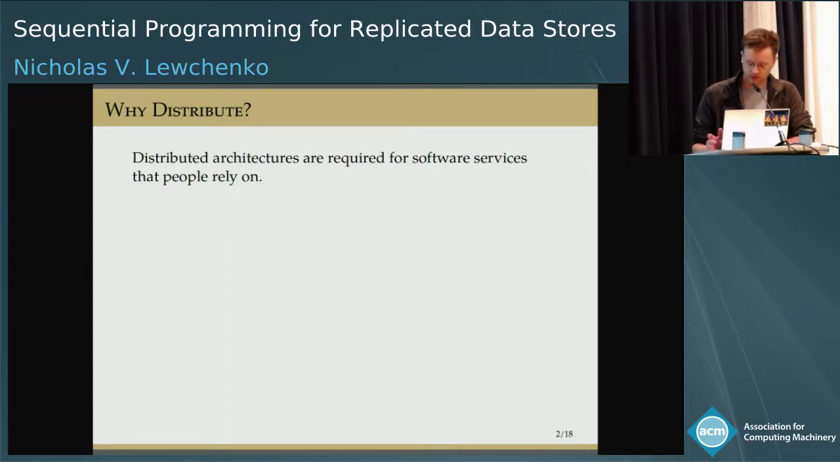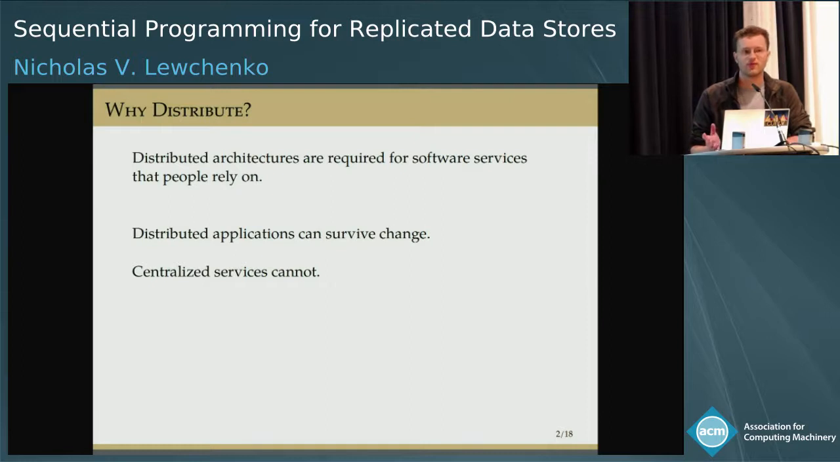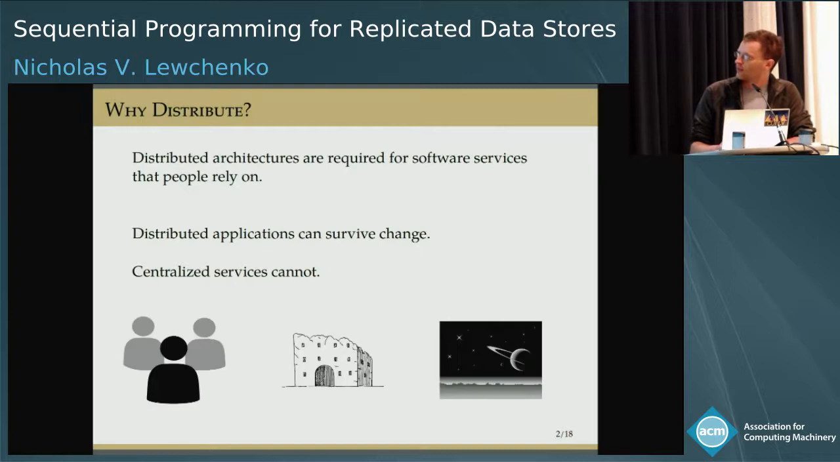Well, distributed architectures are really required more and more for any kind of software that people rely on. That's because they can survive changes in the environment that they're running in, whereas centralized services can't. I mean that in several ways. They can survive massive growth in the population using them. They can survive deteriorating infrastructure and being sort of thinly extended. And they can survive being expanded over distance in terms of where they're being used. So today that's like continents, but tomorrow it might be a little farther.